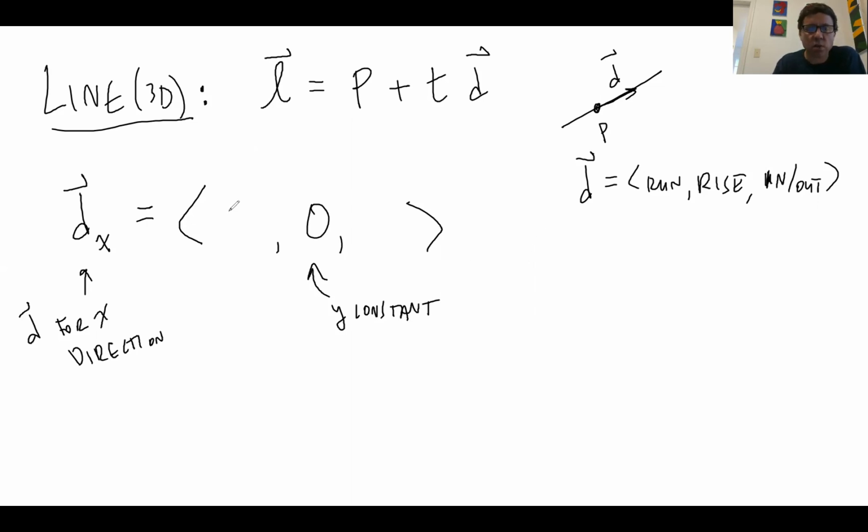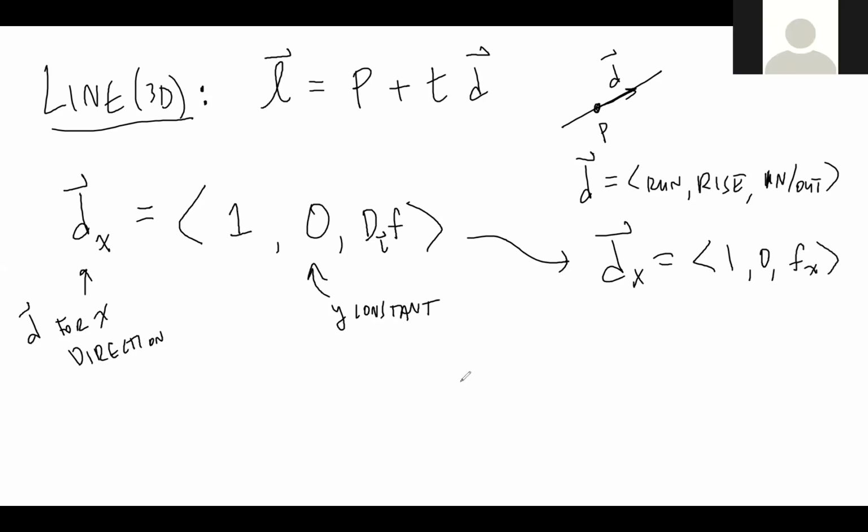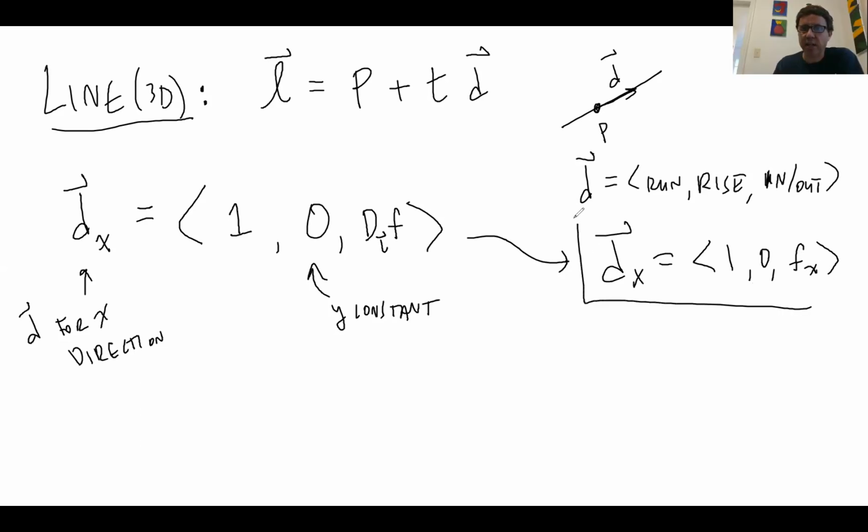So we just need the run and the in and out to be exactly what the slope is that we just found. So this would be 1, and this would be the directional derivative in the i direction for f, because when we're talking about the x direction, that's the i unit vector. That will be what the direction vector is in the x direction. What's this direction for the line? You may have also noticed, careful here, this is exactly (1, 0, whatever the x partial derivative is), and that will give us exactly the direction vector for the tangent line in the x direction. So that will be the d that we use for that.